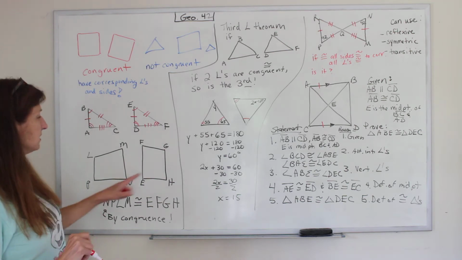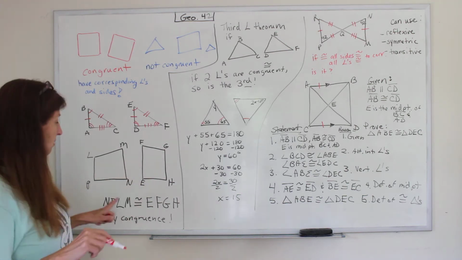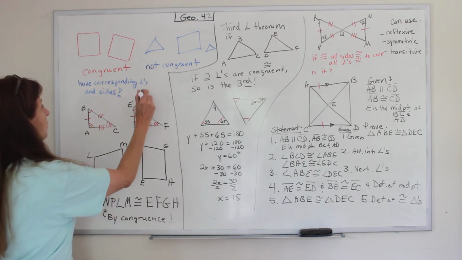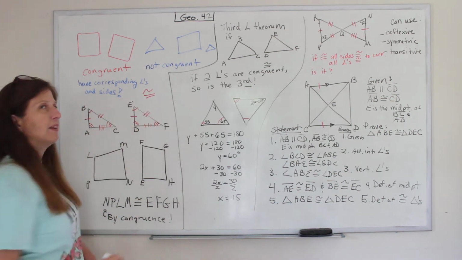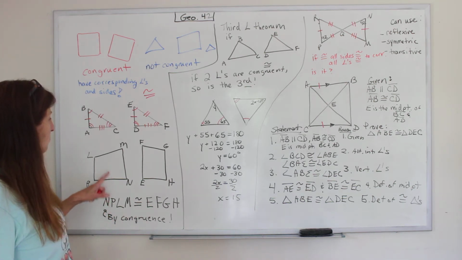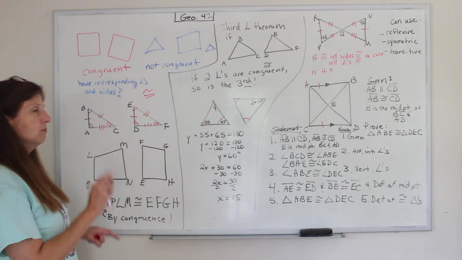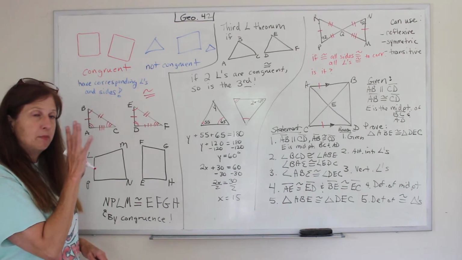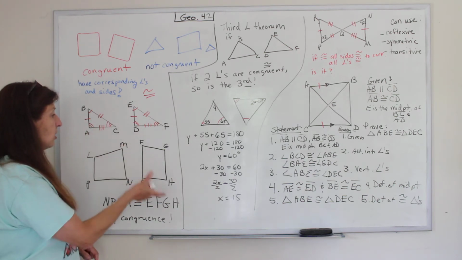Now, these two shapes, they're not triangles, but they're also congruent. This is the symbol for congruent. It's equals with a wavy line on top in geometry. And they are congruent, sort of. I didn't do that good a job drawing them, but they're turned.